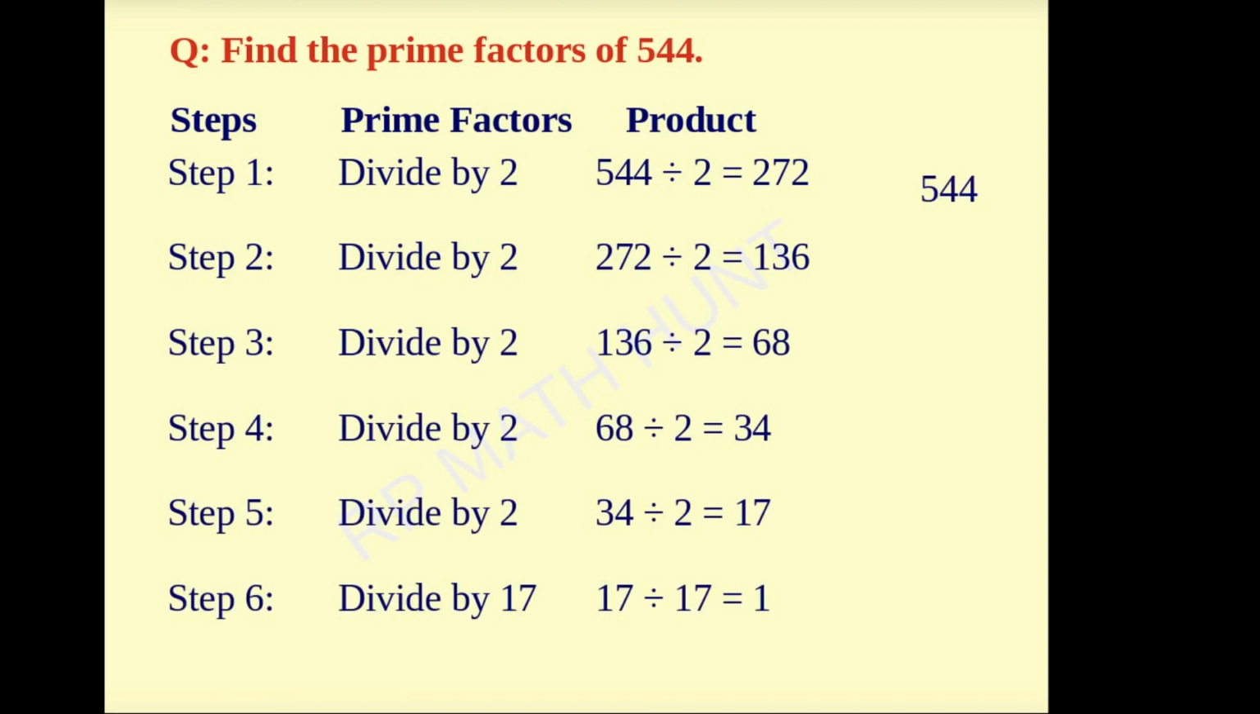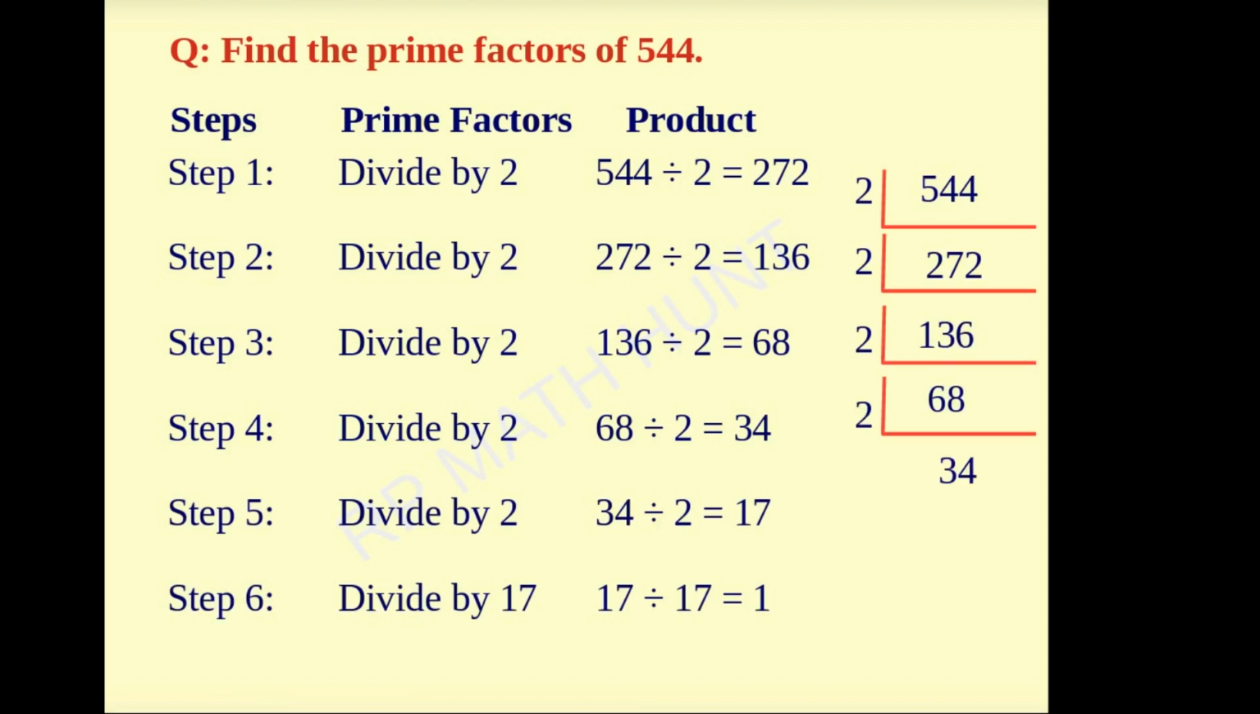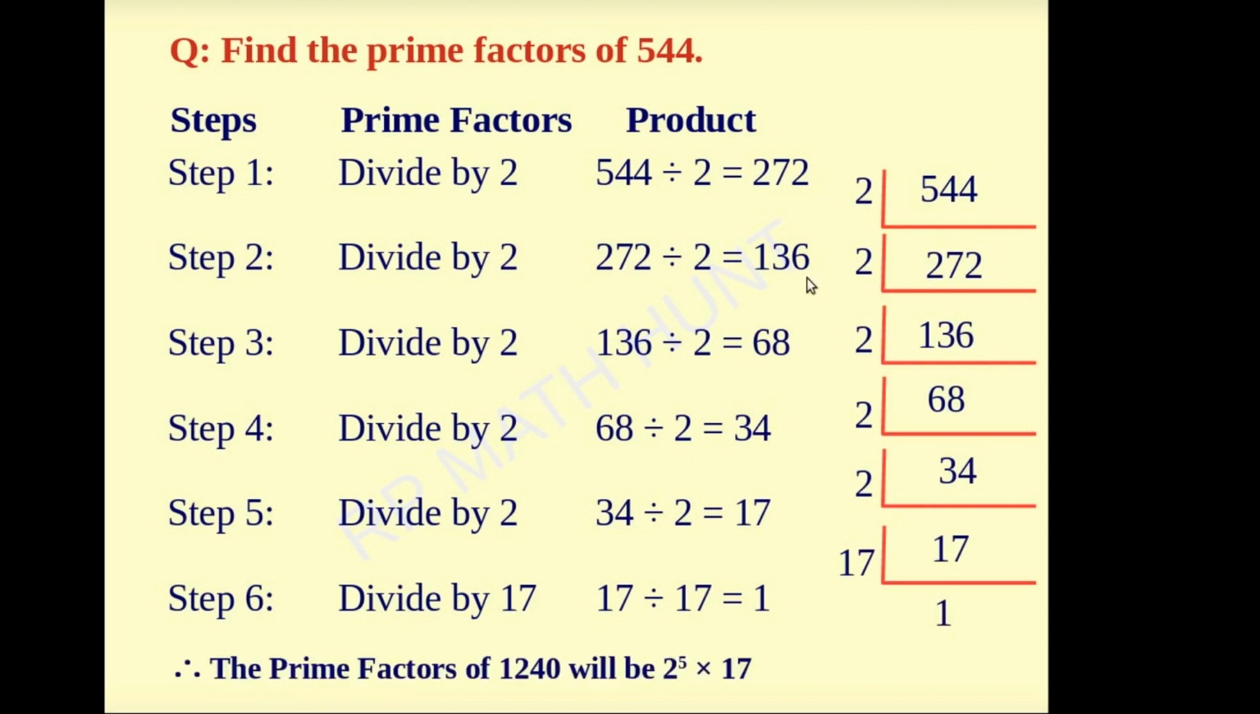The same we can express in this way also. 2, 272, again 2, 136, again 2, 68, again 2, 34, again 2, 17. It is further not divisible, and 17 ones are 17. Therefore, prime factors of 544 are, here there it is a misprint, 544 is 2 to the power 5 into 17.